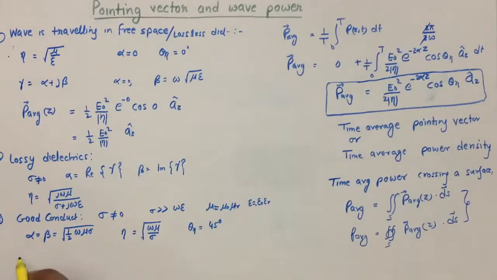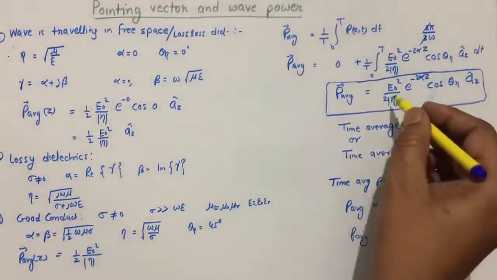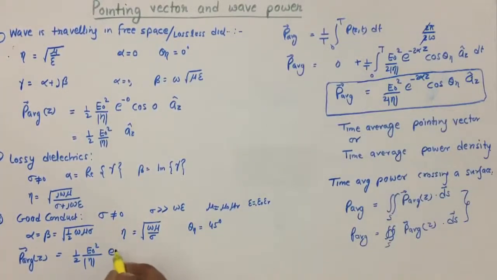So it will be equal to half E naught squared divided by intrinsic impedance, from there e to the power minus 2 alpha z, cos 45 will give us 1 by root 2. Okay, it will be in the direction of az as it is already there. So if we know alpha, impedance, and angle, then we can find the time average power density.